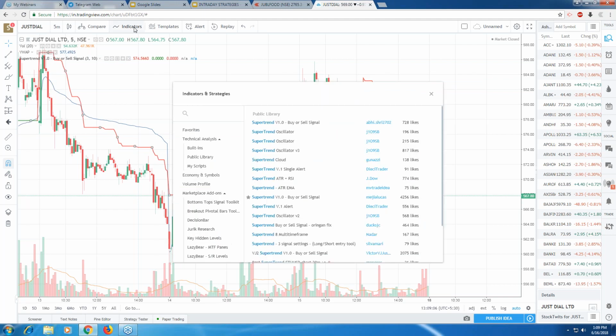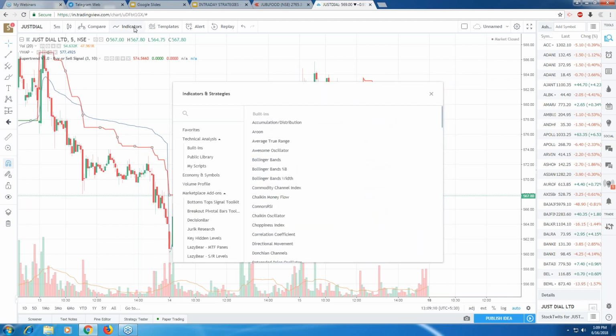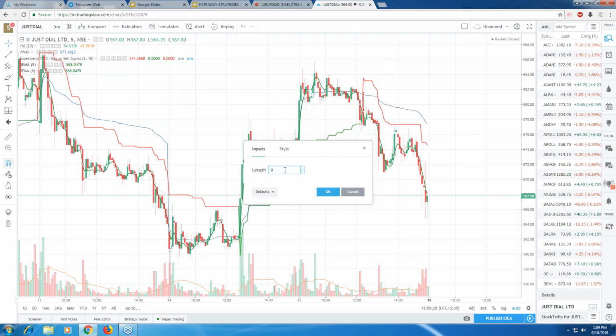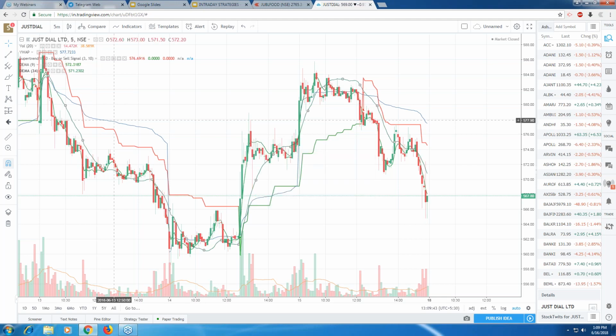Now the next indicator that I'm going to take is EMA. I'm going to type EMA here. The EMA is basically a double EMA, one EMA here and another EMA here. And I'm going to change the EMA settings to, as I told you, 8 and 34. So instead of 9, it will be 8. And again I'm going to go to the settings and make the other one 34. Okay, so the two EMAs have been applied.